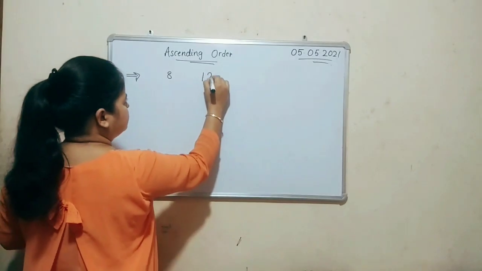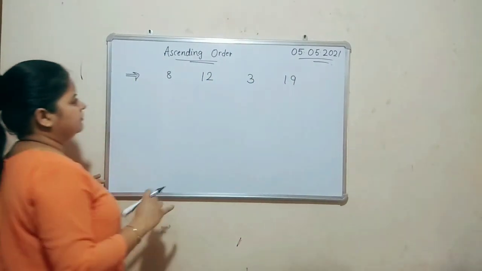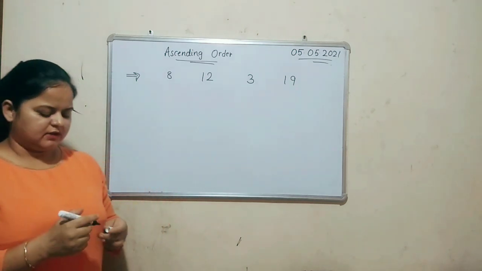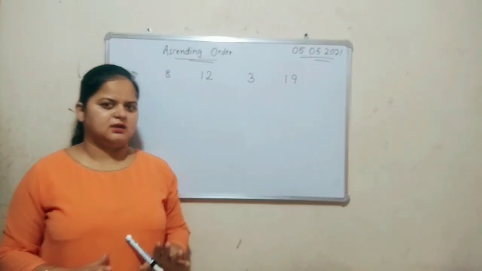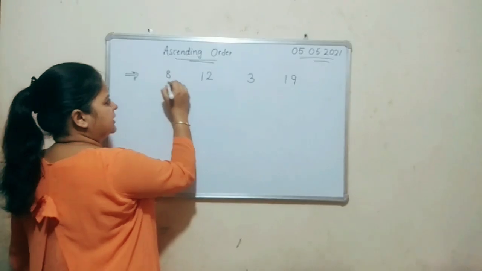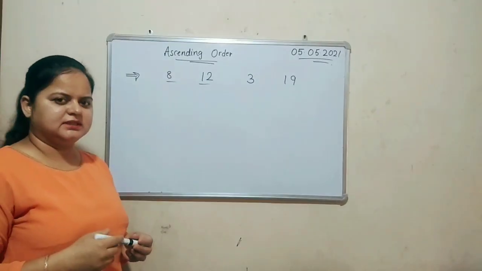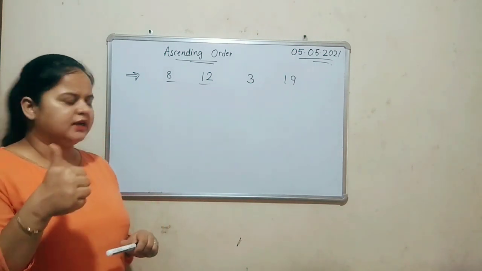8, 12, 3, 19. Again, we have one more example of ascending orders. We have to arrange these 4 numbers from smallest to greatest again. Now, tell me which is the greater number, 8 or 12? 8 और 12 में से कौन सा greater number है? Yes, you are right. Very good.